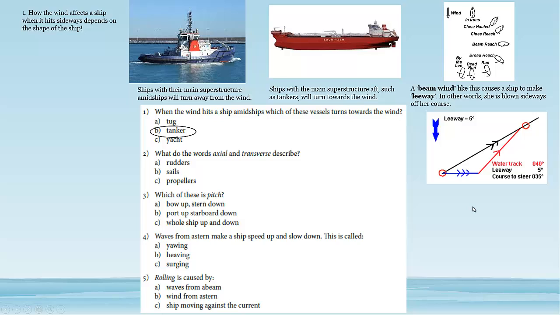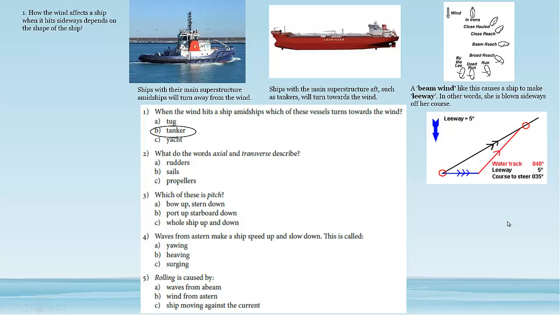Okay, so that first question was a little complicated, but you can understand now that with a wind blowing on the beam of the ship, if it hits the superstructure, if the superstructure is midships, then the whole ship is going to be blown sideways. But if a beam wind hits a tanker where it has its main superstructure aft, it's going to blow the stern away. But as the stern blows away, the forward section gets twisted into the wind, turns into the wind.